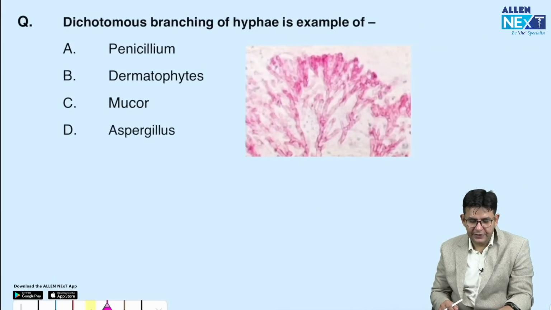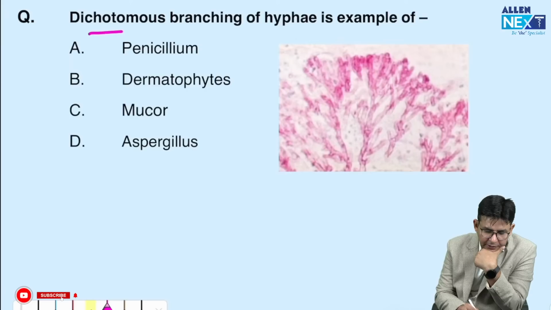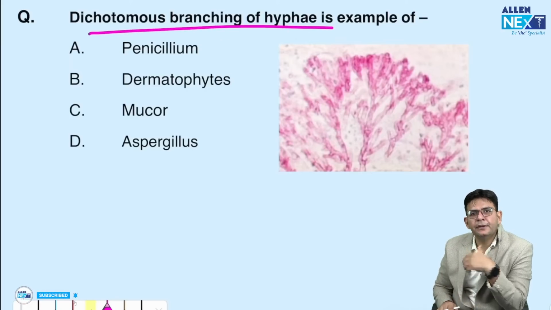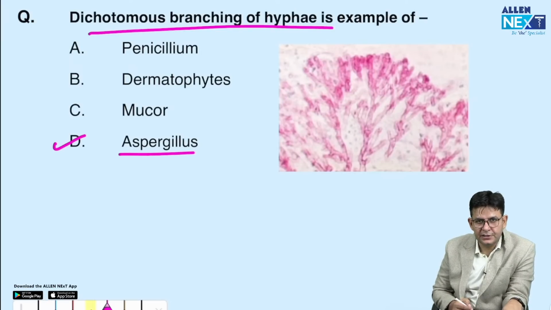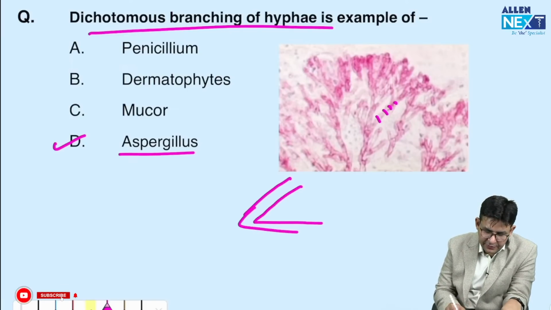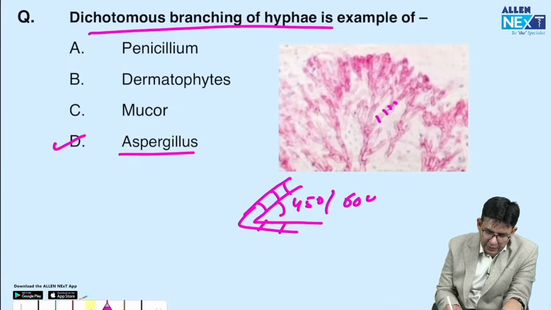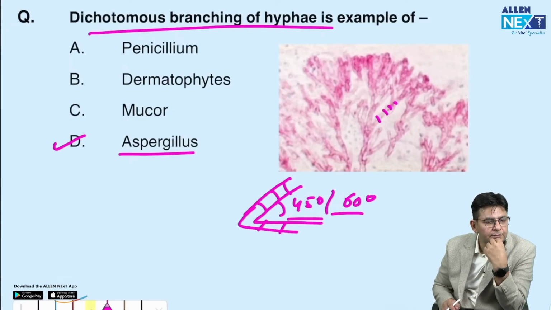Now this one, the favorite line: dichotomous branching of hyphae. That is typical of which particular fungus? The answer is obviously Aspergillus. It has septations, and there is dichotomous branching at an angle of 45 or 60 degrees. That is the feature of this. No, not a stain, Pushpendra, that is a test. That is the card test, latex card agglutination.